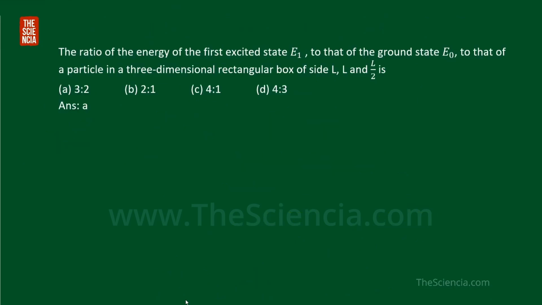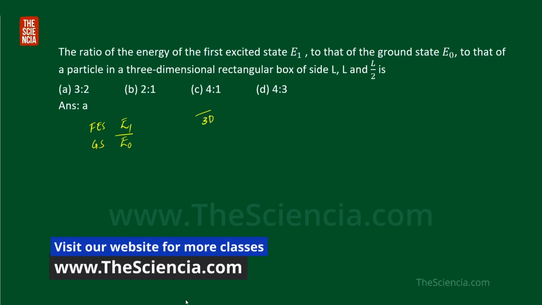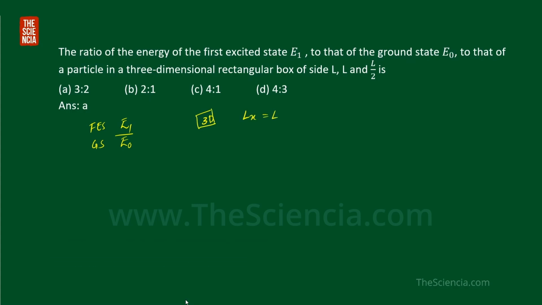Here the question is to find out the ratio of energies E1 by E0, where E1 is the first excited state energy and E0 is the ground state energy. And this is for a 3D rectangular box. It's a 3D box and the sides are given. So one of the sides Lx equal to L, Ly is equal to L and Lz is equal to L by 2. Okay, so these are the sides of the box.